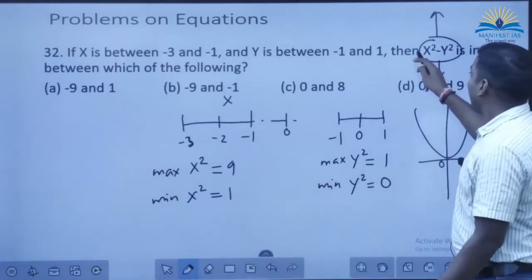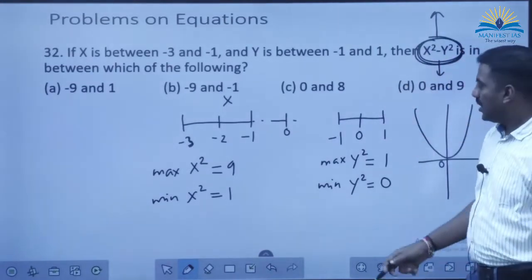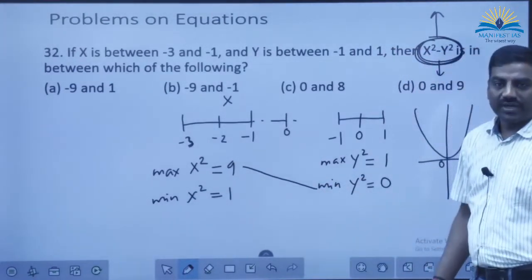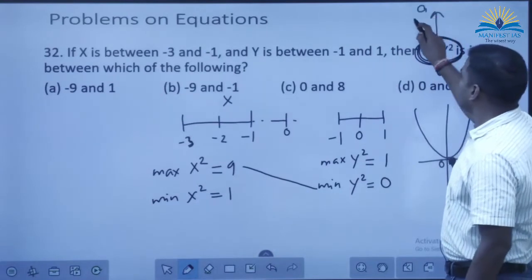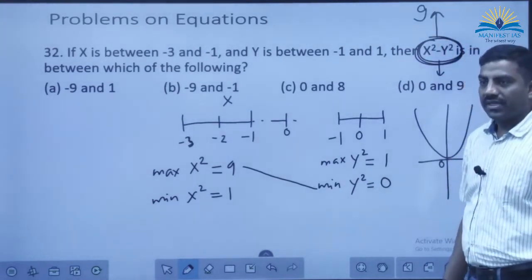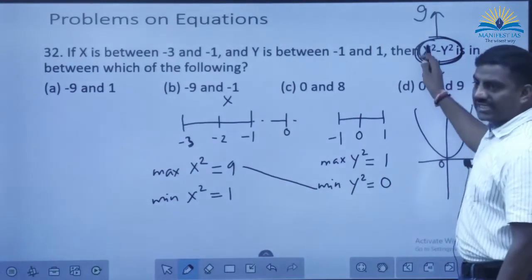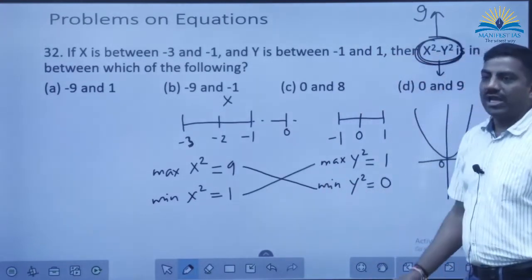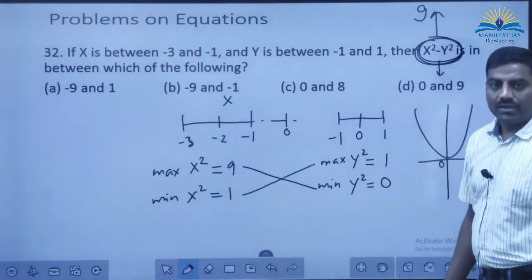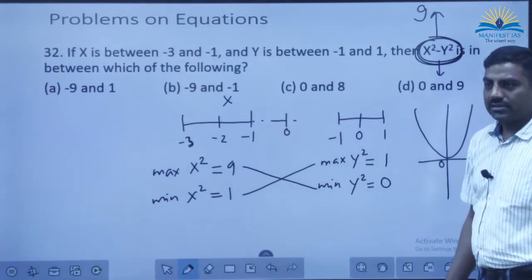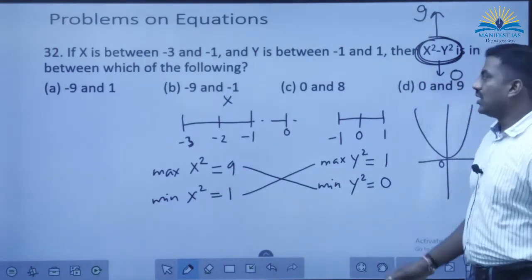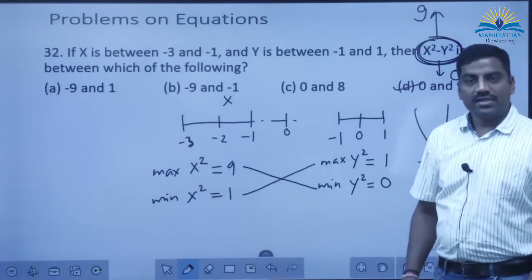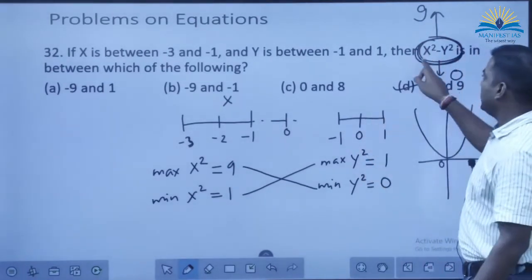Now, to get the maximum value of this expression, I have to take the maximum value of x square and subtract the minimum value of y square. Then the maximum value is how much? 9. Yes? Then to get the minimum value of this expression, take the minimum value of x square and subtract the maximum value of y square from it. 1 minus 1. Yes? So what is the range of this equation? 0 and 9.